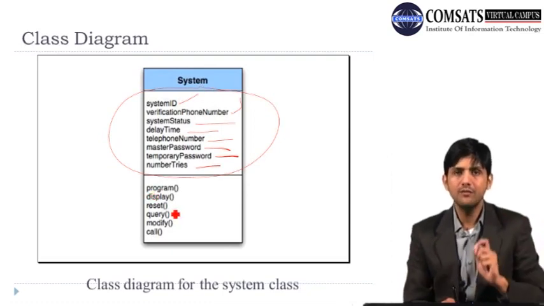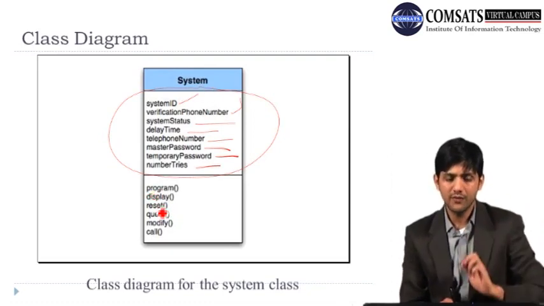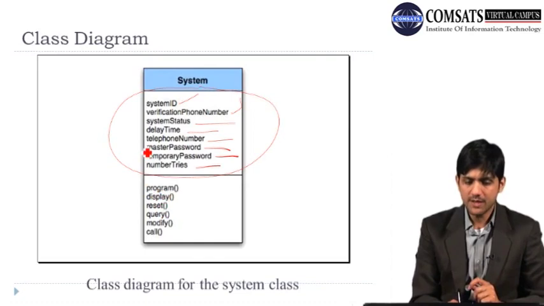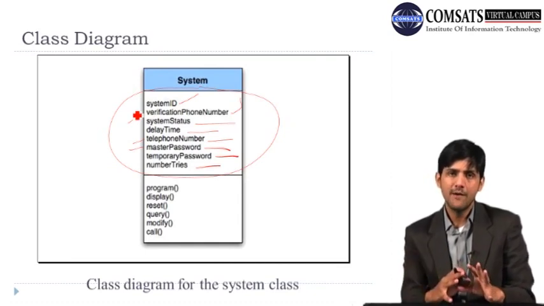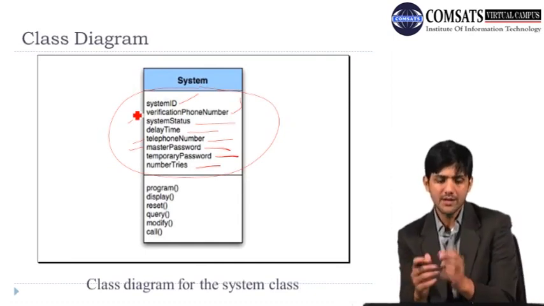And if you remember, when we did the initial grammatical parse and identified those noun classes, then master password, telephone number, and these all, we identified them as noun classes, but we rejected them, and now we put them in the system class.